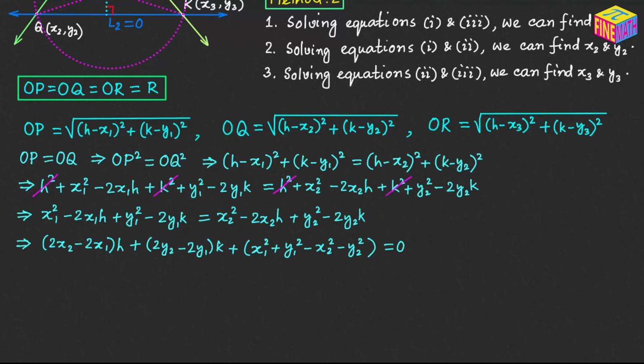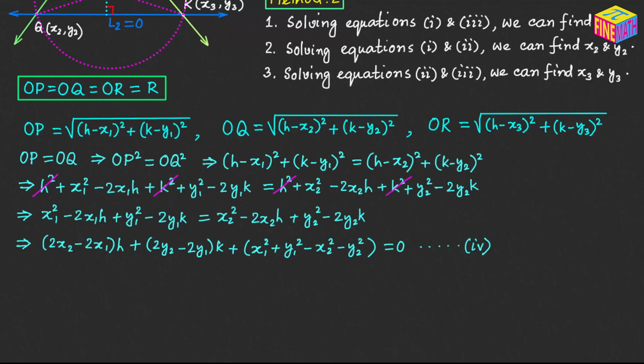And if you carefully look at this equation, you will realize that this is nothing but a linear equation in h and k, because all other quantities are known quantities. We have already figured out the values of x sub 1, x sub 2, y sub 1 and y sub 2. So the only unknowns here are h and k, and this is a linear equation in h and k. And let's call it equation number 4 here.